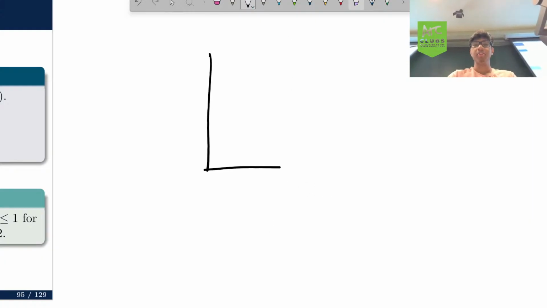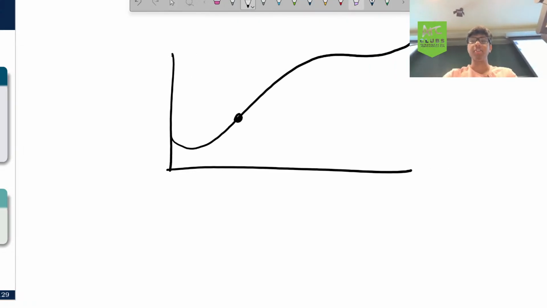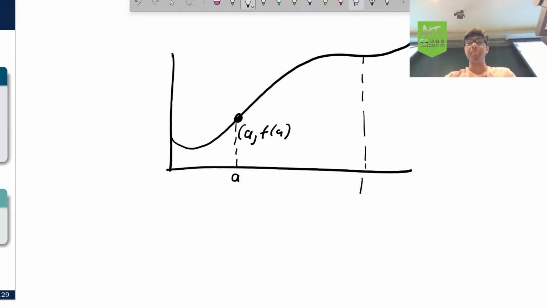Okay, so let's draw this. I'm going to draw a curve here. There we go. Let's call that function f. It doesn't matter what it is. This point will be (a, f(a)). This would be a, and let's say this point here would be b. And so this point is (b, f(b)).